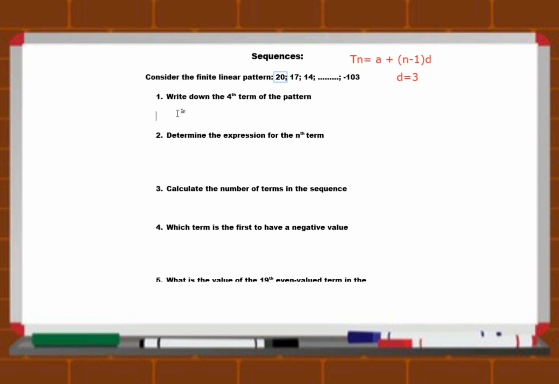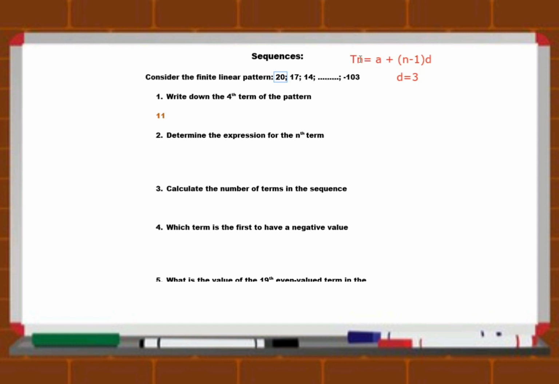The first question says, write down the fourth term. With these type of questions, it's usually worth 1 mark, so you don't have to show your calculations. Just go to your sequence and say, now that we've determined that the difference is 3, what's 14 minus 3? It's 11. And that's your answer. You have 1 mark. The next question says, determine the expression for the nth term.